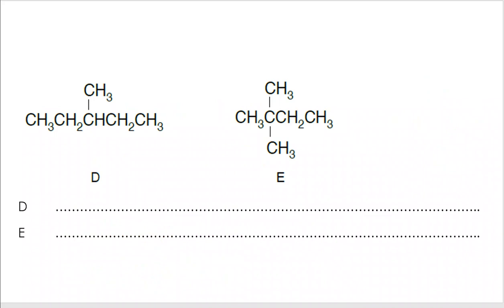Now for D, we're carrying on with a similar theme here. The longest carbon chain is 5, so that means it's pentane. And we have got a methyl coming off it. We can see the CH3 there. And the methyl here is in the 3rd position. So it's 3-methylpentane.